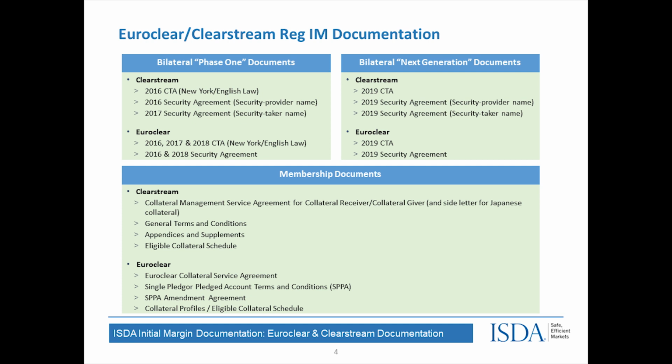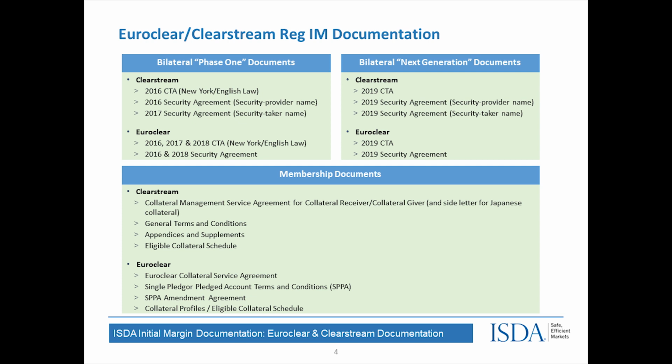So for Euroclear, in 2017, there was a further CTA that was published, and that was to reflect a change in the way that Euroclear dealt with the release of income that was credited to the secured account, and no new security agreement was published at that time.